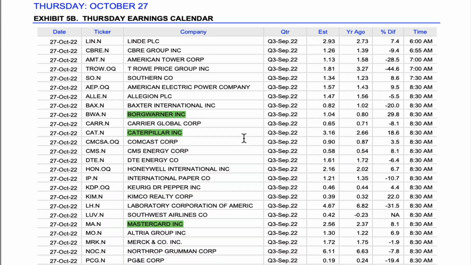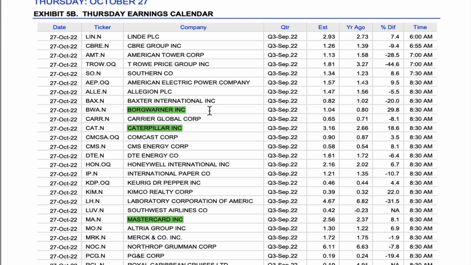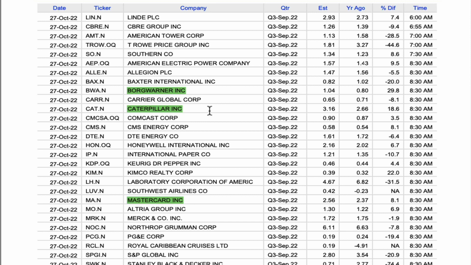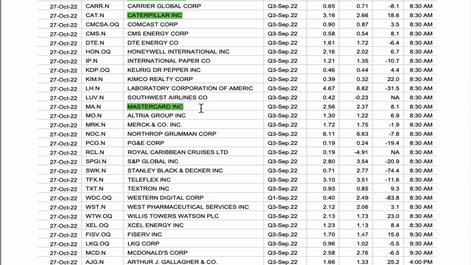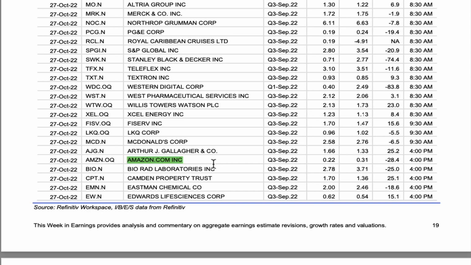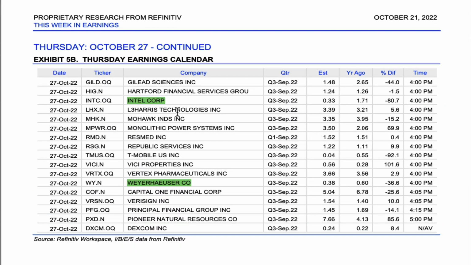Coming down to the next one, Borg Warner. As far as a supplier to the auto industry, they're huge. I own shares of Borg Warner, so it's something that I watch. CAT, I think, will be interesting as well to listen to, especially their guidance. MasterCard and Visa report this week, so there's MasterCard. You also get Amazon, Intel, and then we have Weyerhaeuser.